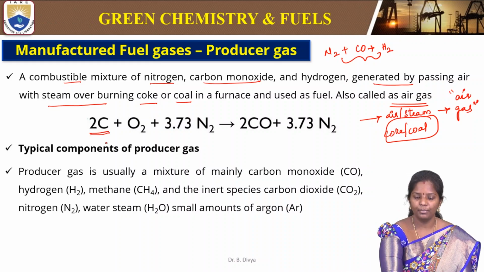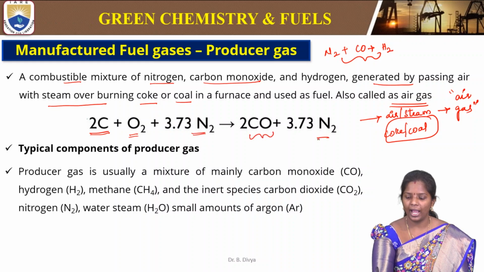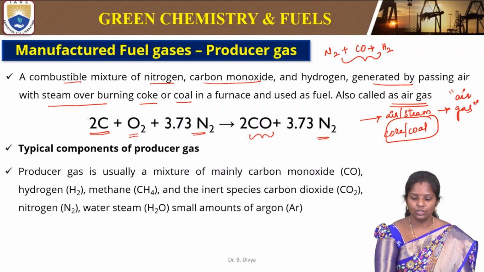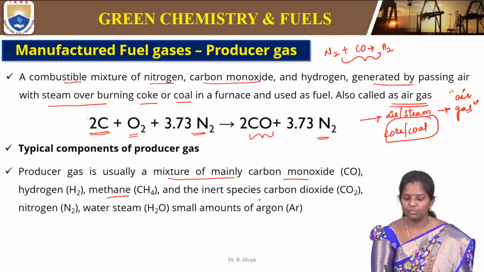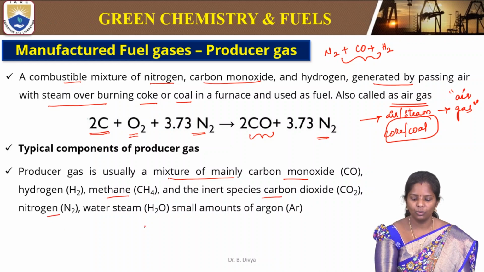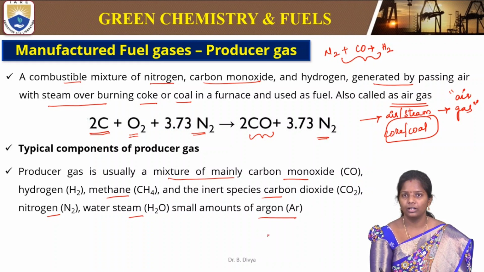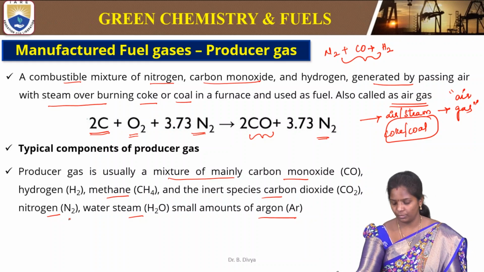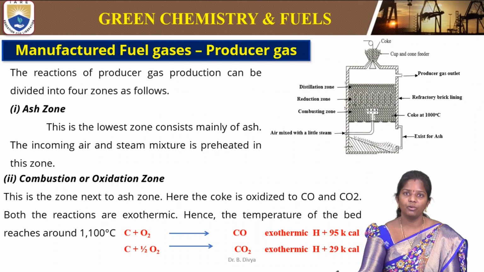So 2 moles of carbon and oxygen with nitrogen react together to form carbon monoxide and nitrogen. These are the typical contents present, usually a mixture of carbon monoxide, hydrogen along with some methane, inert species of carbon dioxide, nitrogen, water from steam and small amounts of argon. So argon is also coming as an inert gas from this process. The steam, if it comes out as such, is in the form of water.